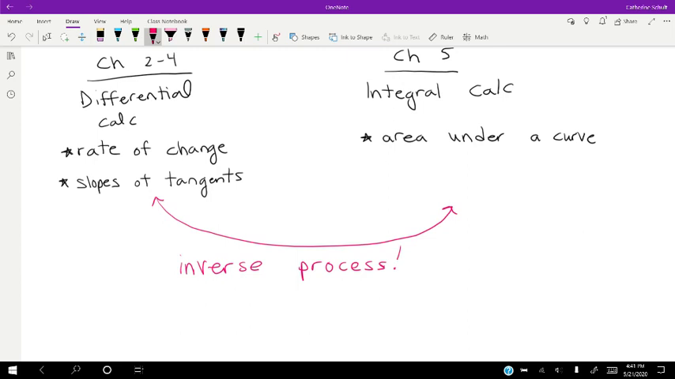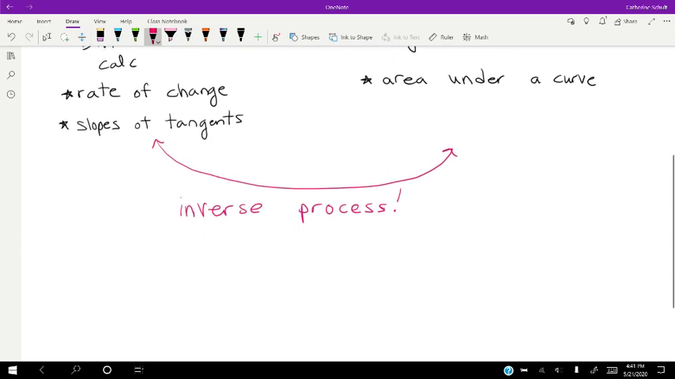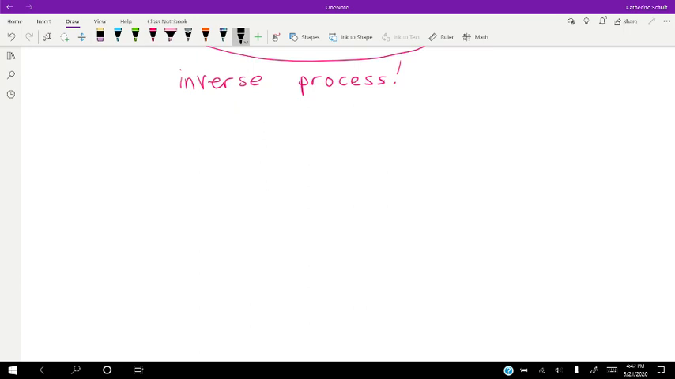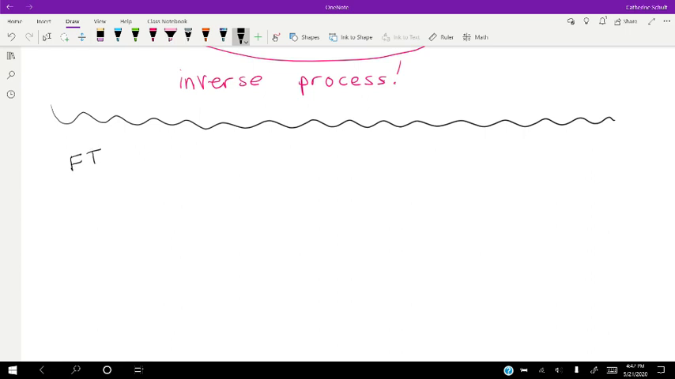Inverse process. Okay. So there's actually two fundamental theorems of calculus. We're going to look at the first one. And what the first one does is it defines the area under a curve as a function. All right, so we're going to introduce right now the fundamental theorem of calculus number 1. And to do that, we have to introduce the area function. The area function is called g of x. And we define it to be the area under f from a to x.